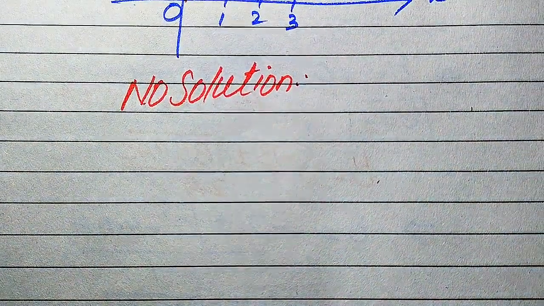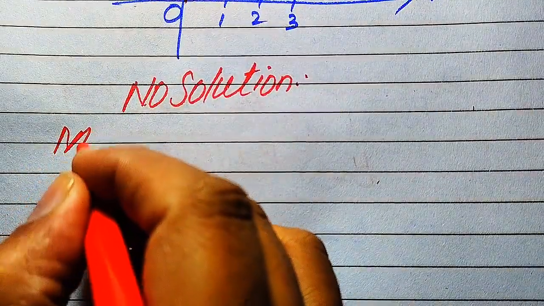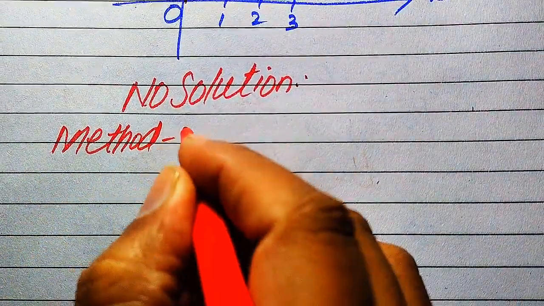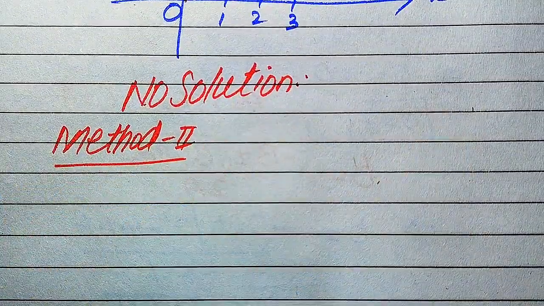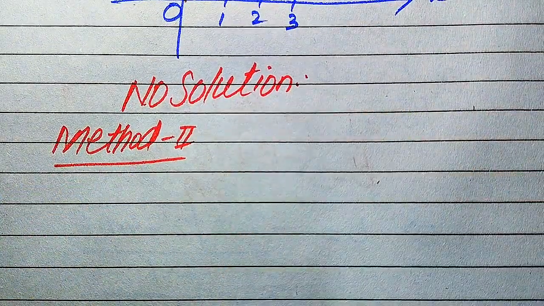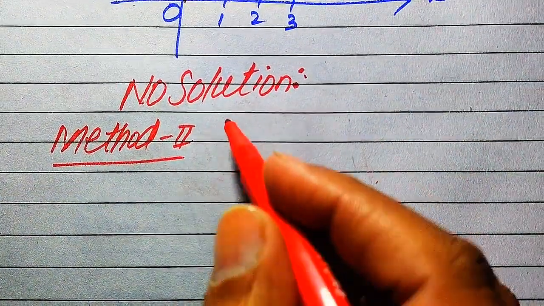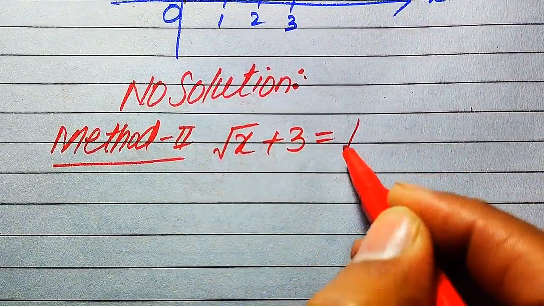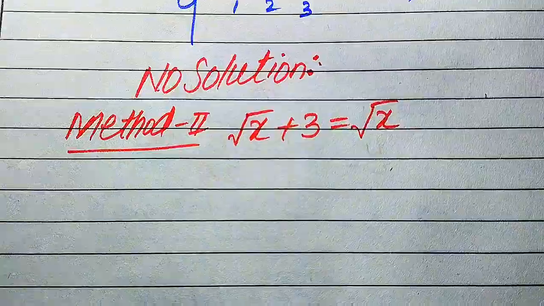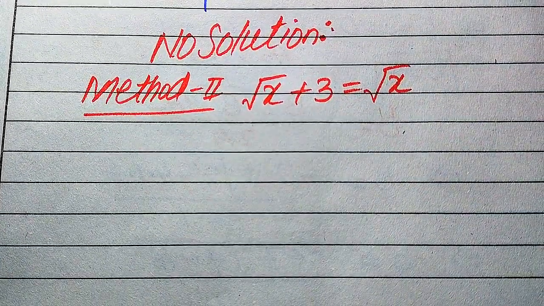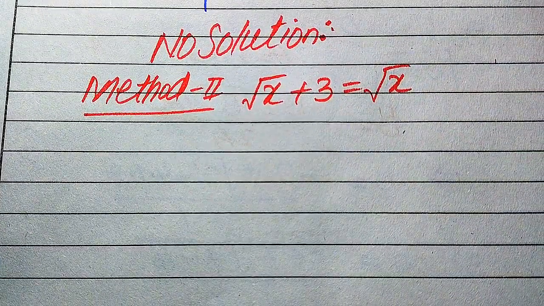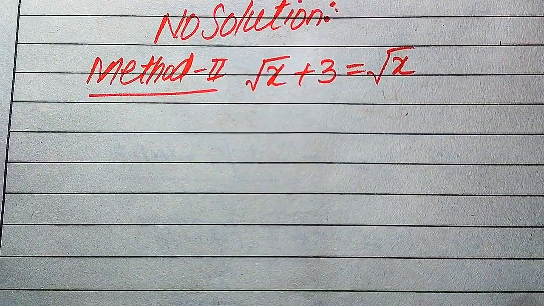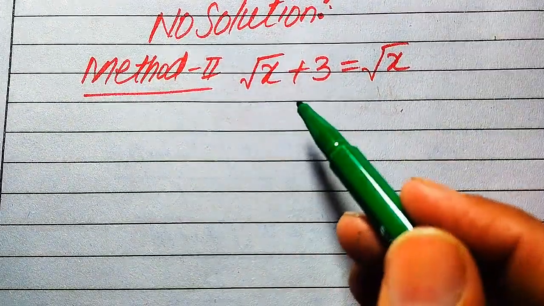And now I can solve this problem with the second method, and in the second method I just copy down the given question statement here, and it is the square root of x plus 3 is equal to the square root of x. So in the second method, if in your exam the question statement says that you need to find the values of x, then you need to solve the question with our second method.